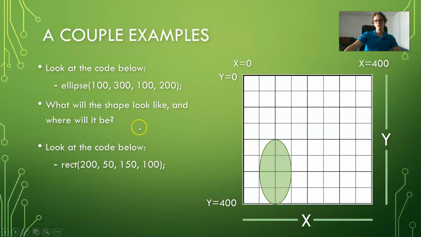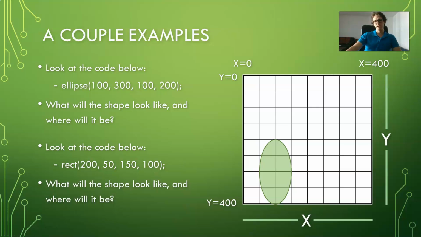Look at the code below. Rect. 200, 50, 150, and 100. What will the shape look like? And where will it be? Okay, again, try to imagine where that's going to be. Pause the video if you need to. And then let's take a look. Okay? It's going to look like that.